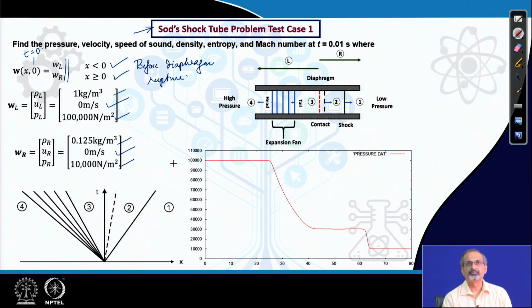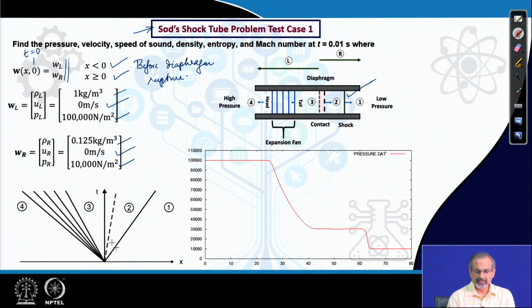So, once you rupture the diaphragm, then as we know from the shock tube theory, there will be a normal shock formed, which will run towards the right hand side with a contact surface moving behind it at a lower speed, while there will be an expansion fan which will be expanding on the left hand side. And both these wave families will propagate towards the end of the shock tube at both the right and left hand sides.